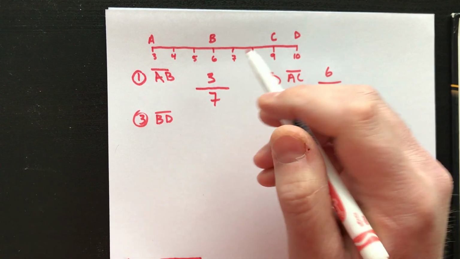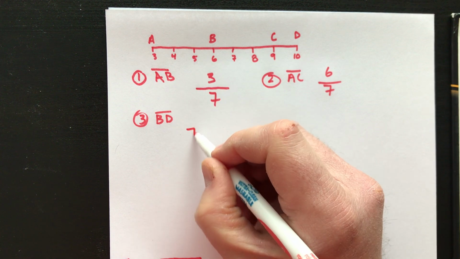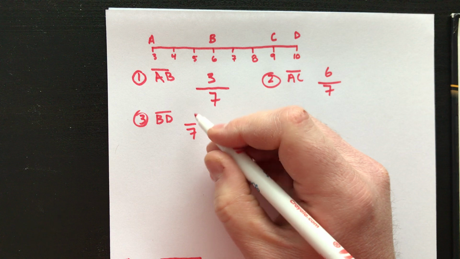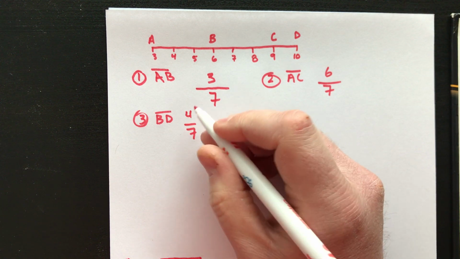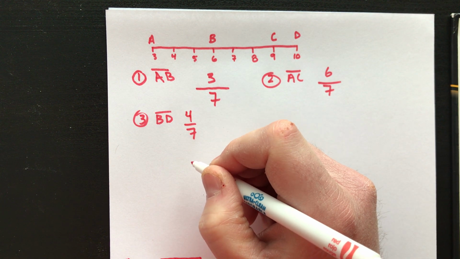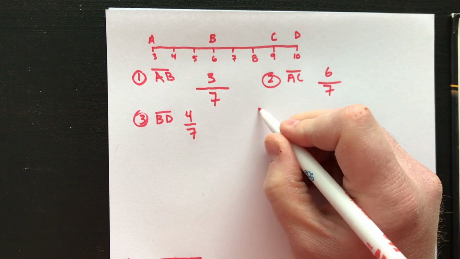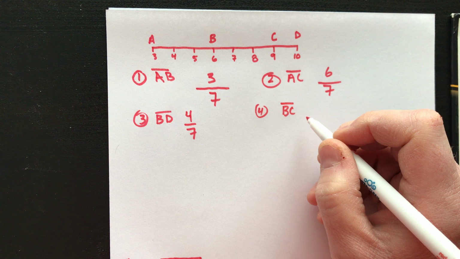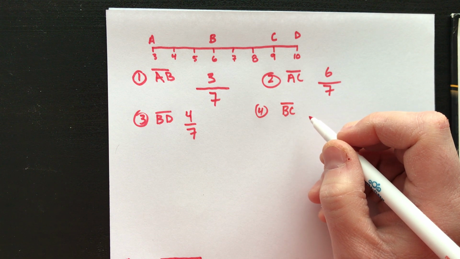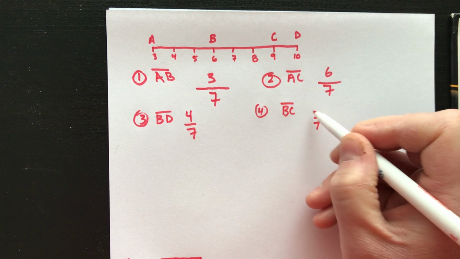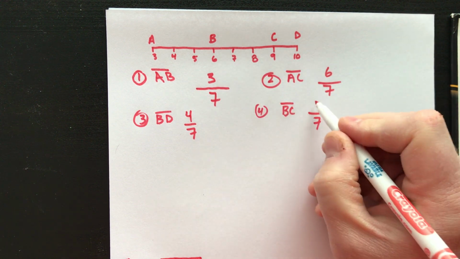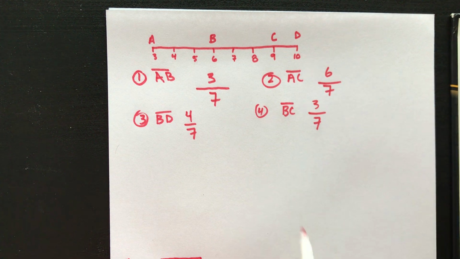Number 3 asks what is the probability that you land on BD? Once again, total length is 7. BD, 10 minus 6 is 4. 4/7 is your answer. And then number 4 is BC. What's the probability we land on BC? Well, once again, total is 7. BC, 9 minus 6 is 3. 3/7. So you can see how that is actually pretty easy.